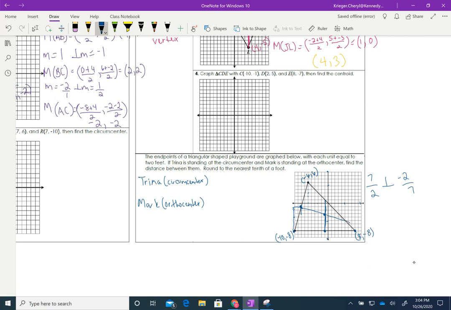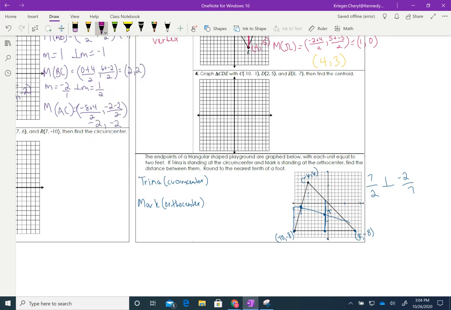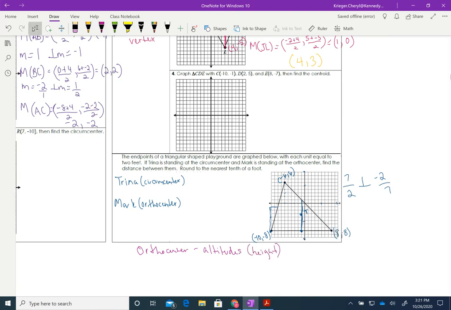All right, now Ortho Center. I haven't taught you this one yet. Let me change the color. So Ortho Center, what do we know about it? What is it created by? It's created by altitudes. Okay, and altitude's just a fancy name for height. Okay, and the height is always perpendicular to the base. So we found our perpendicular height already is negative 2 over 7.